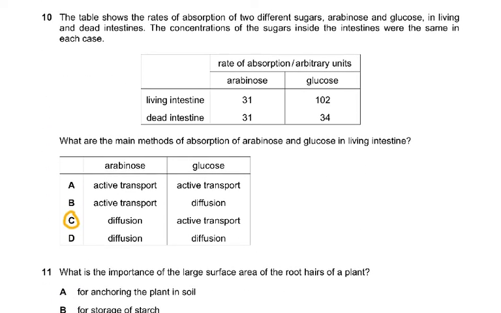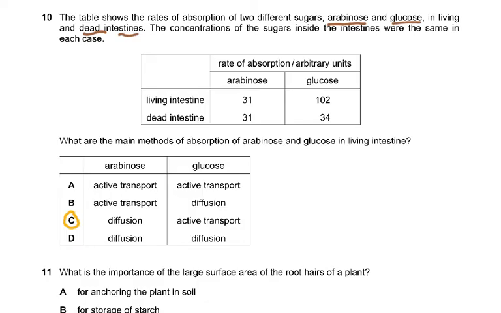Now if you look at question number 10, the table shows the rates of absorption of 2 different sugars, arabinose and glucose, in living and dead intestines. The concentration of sugars inside the intestines was the same in each case.